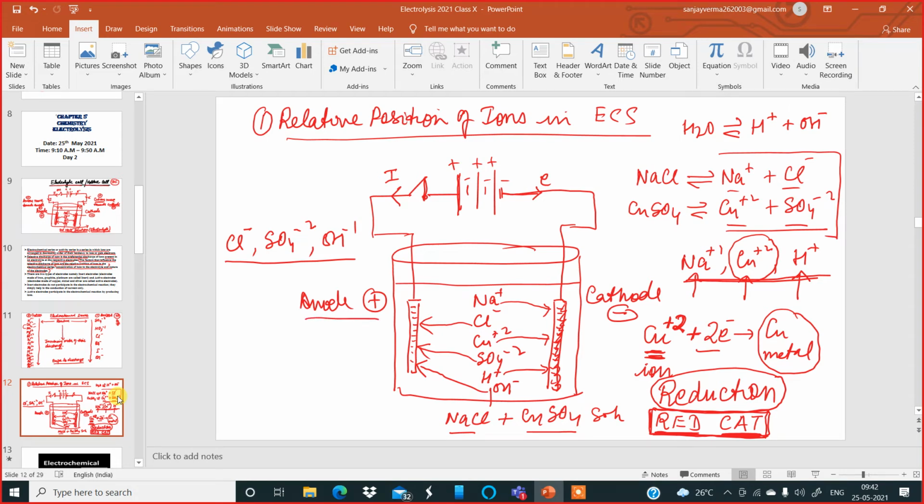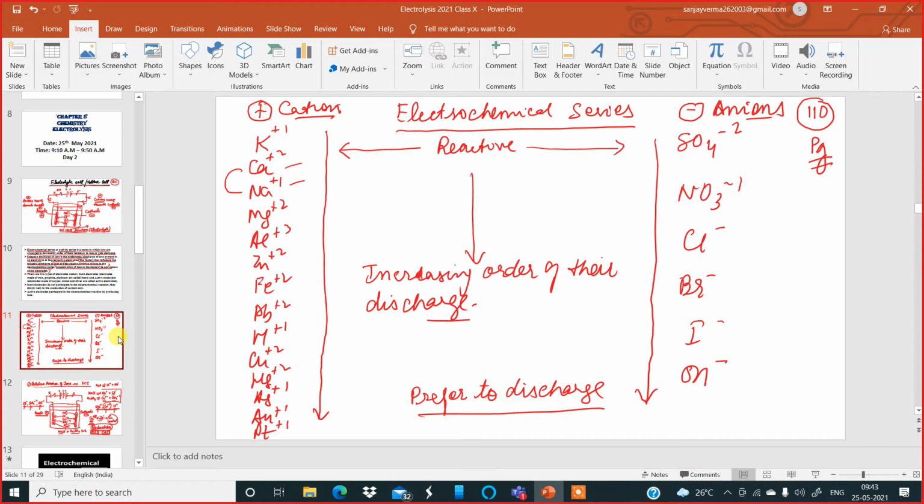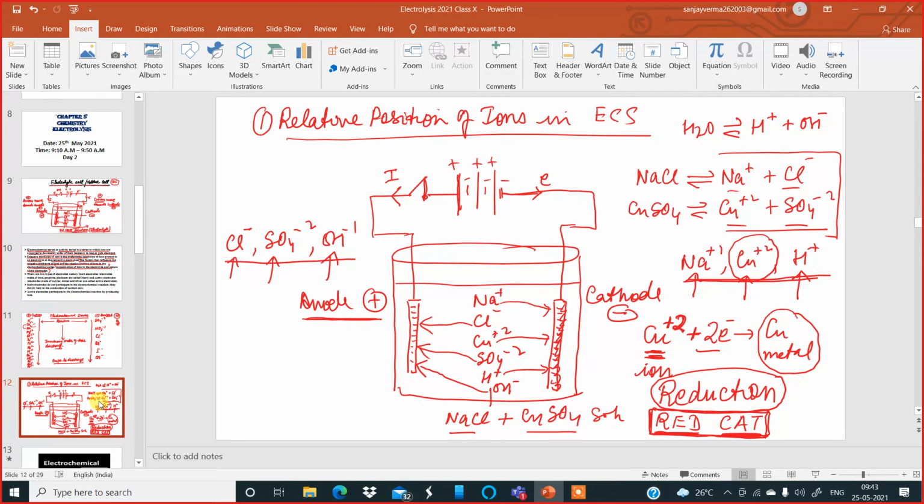Now come to the anode side. Now tell me, amongst chloride, sulfate and hydroxide in the electrochemical series, which is placed at the bottom? Hydroxide. Very good. Who was that? Aditya. So it is hydroxide which will discharge. At the anode, who will discharge? Hydroxide.